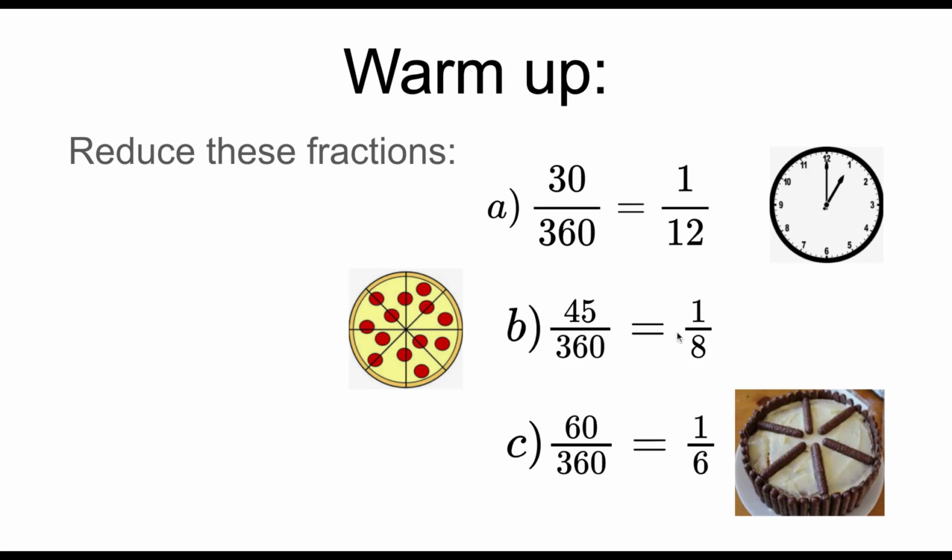Pizzas are usually cut into eighths. You cut it straight across, straight up and down, and then make an X through that. That gives you 4 pieces on top, 4 pieces on bottom, or a total of 8 pieces. The central angle for each of those pieces is 45 degrees.